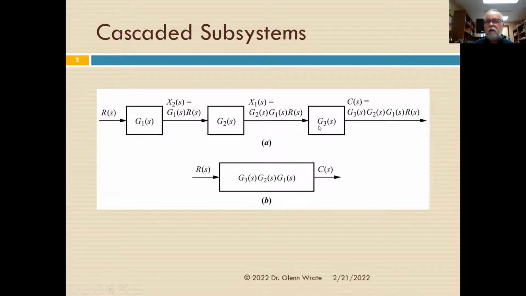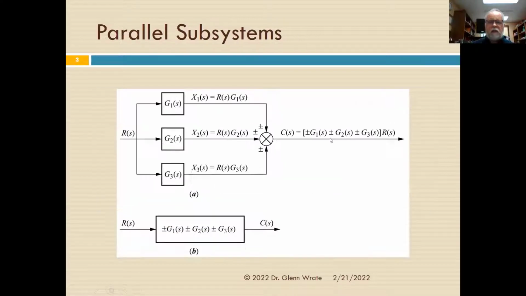And these transfer functions could be anything. 4 over s plus 10, 1 over s, just a constant 7, different things that each one of these things could be. Okay, we just multiply together.